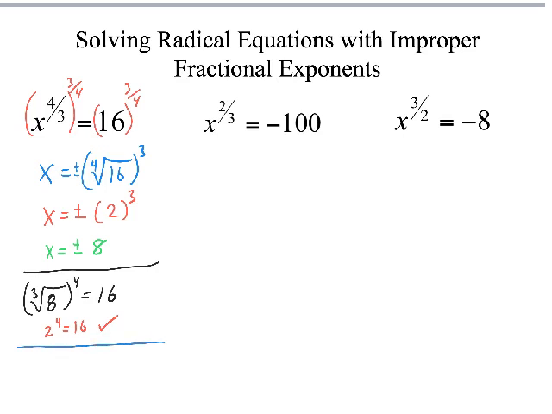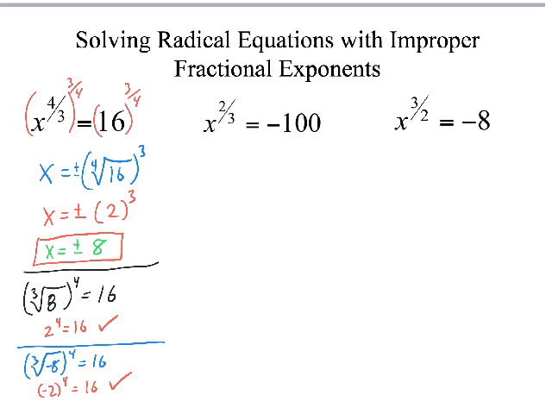Let's check the negative 8. So the 3rd root of negative 8 to the 4th. Let's see if that works. And what we have here is the 3rd root of negative 8 is negative 2, and negative 2 to the 4th does equal 16, so we're good with both. So my answer is positive negative 8. Again, the reason for the positive negative is when you have an even root on both sides.